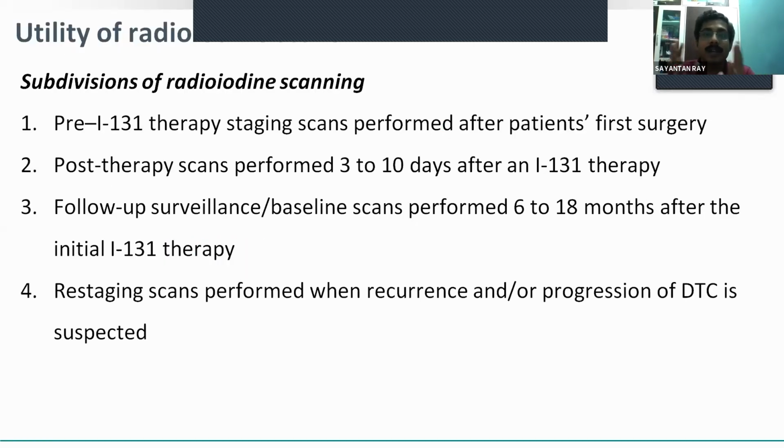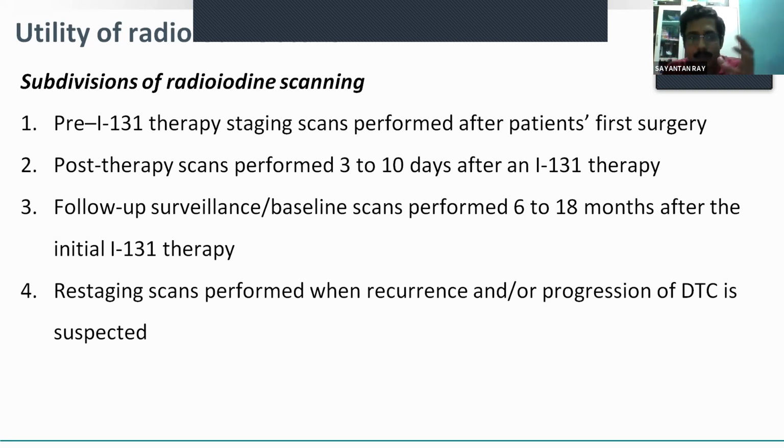Coming to the next part, that is radioiodine scan. So this is again a frequently debated area. To make it relatively easier, we can subdivide the radioiodine scanning into these 4. Number 1 is pre-iodine therapy staging scans, that is performed after the patient's first surgery. Next is post-therapy scans, that is performed 3 to 10 days after the I-131 therapy. Third one is follow-up, surveillance or baseline scans performed usually 6 to 18 months after the initial radioiodine treatment. And the fourth one is restaging scans performed when recurrence and/or progression of DTC is suspected.